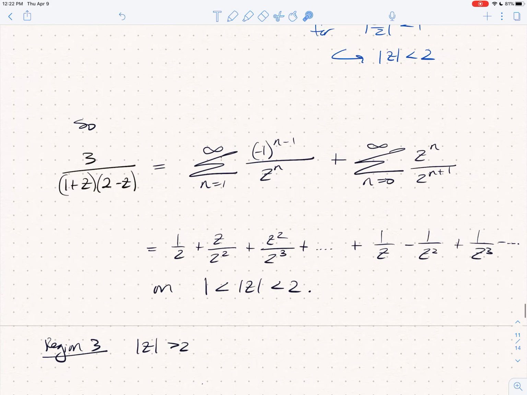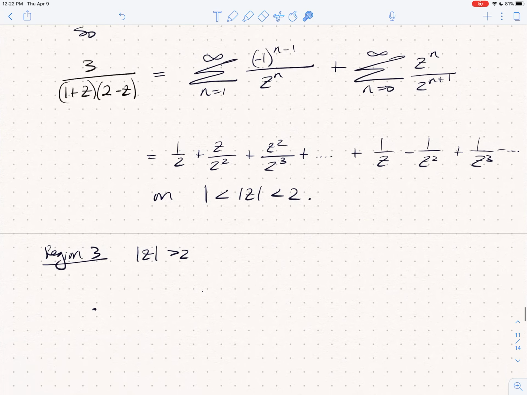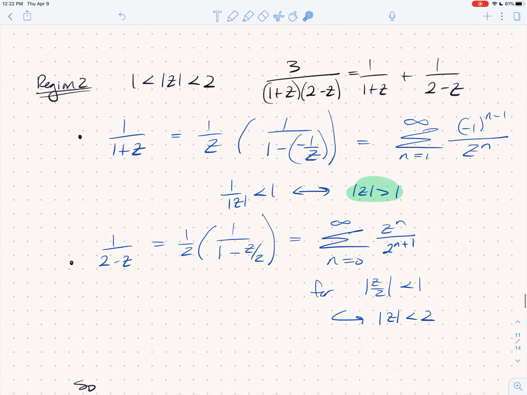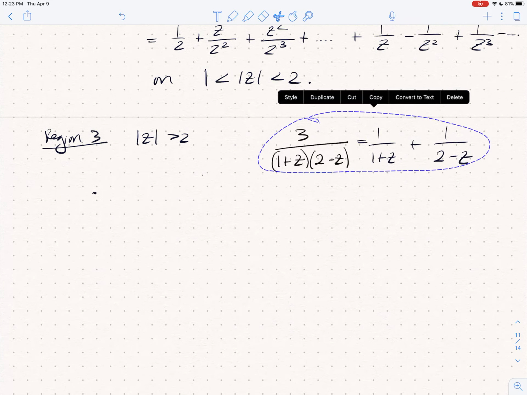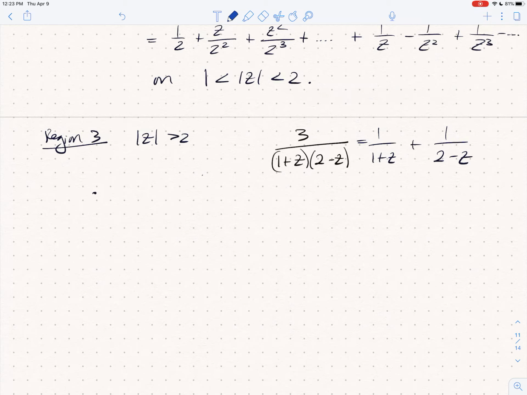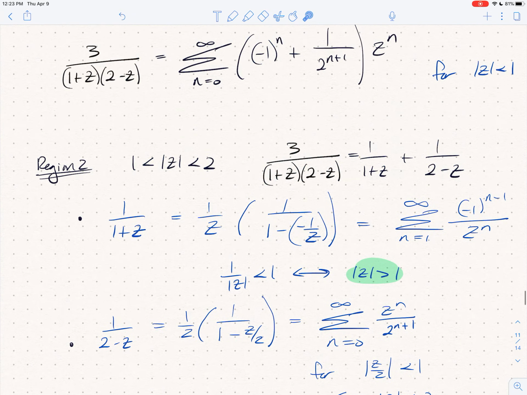Let's pound out region 3. So I want to work out when the modulus of z is bigger than 2. How do we find a Laurent series expansion for this guy? Well, let's do it. So again, I'm going to write down my formula just so you can see it. Let's realize that, hey, for this piece, last example on region 2, we found a Laurent expansion that was valid as long as modulus of z was bigger than 1. And if your modulus is bigger than 2, you're definitely bigger than 1. So we can recycle that.